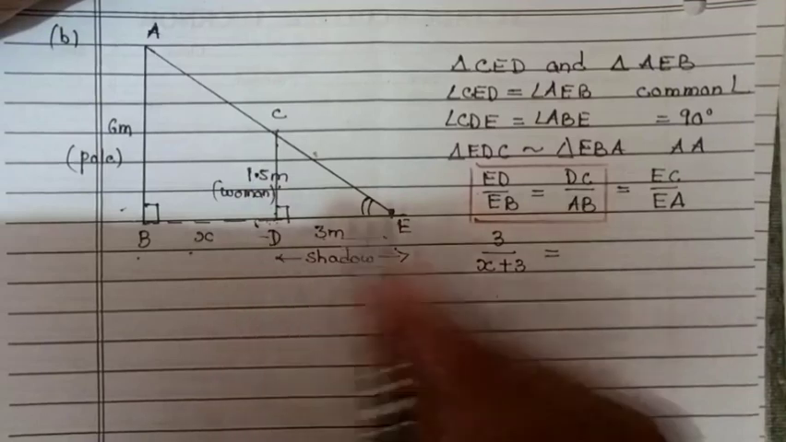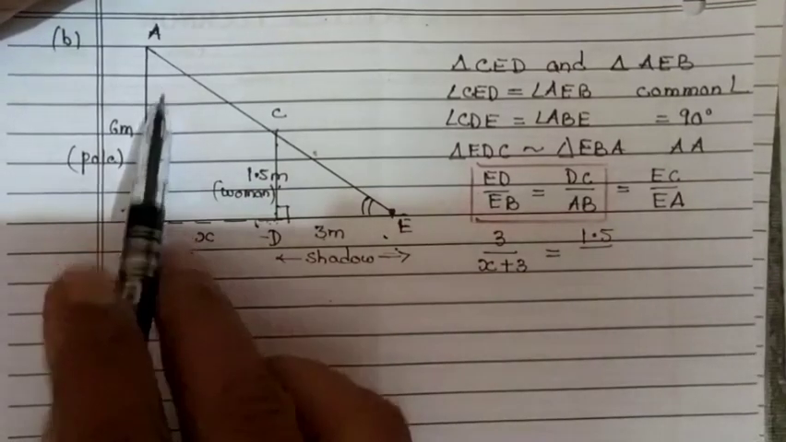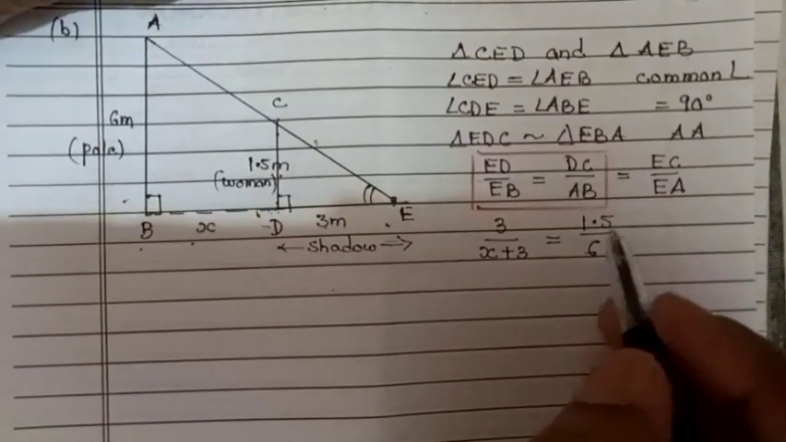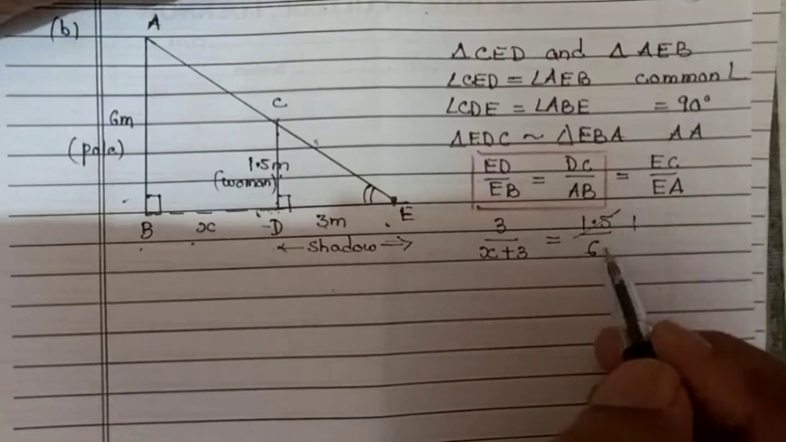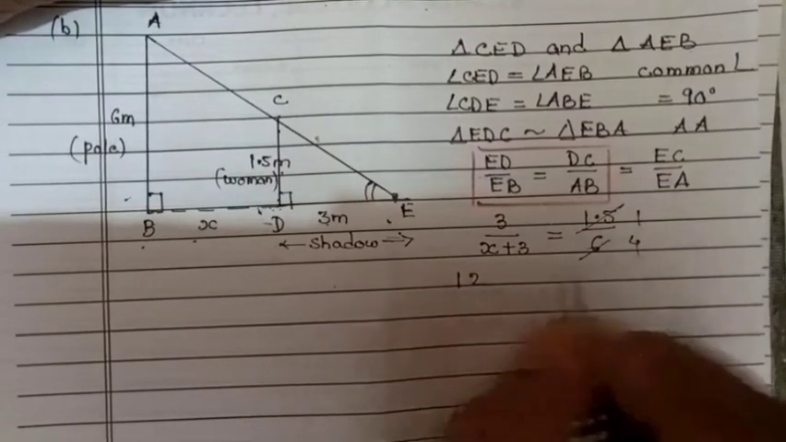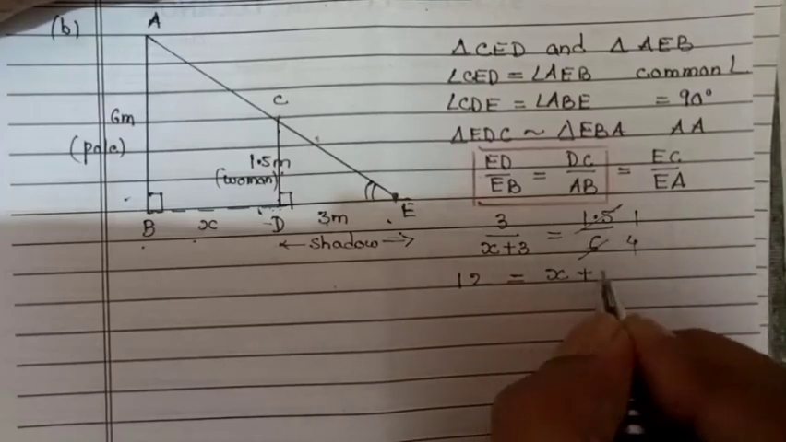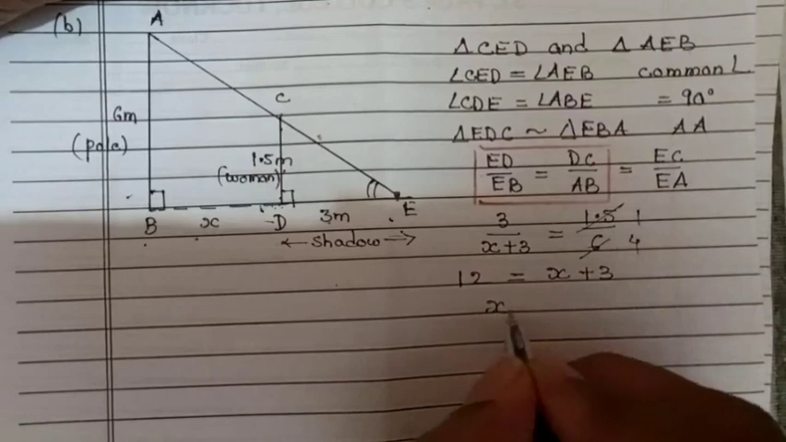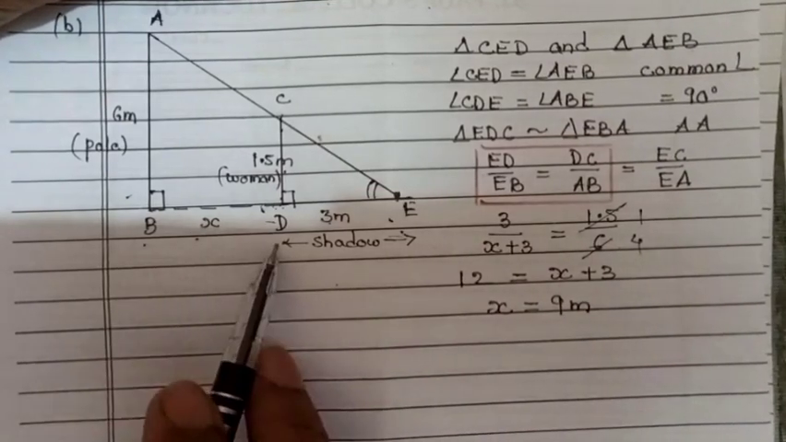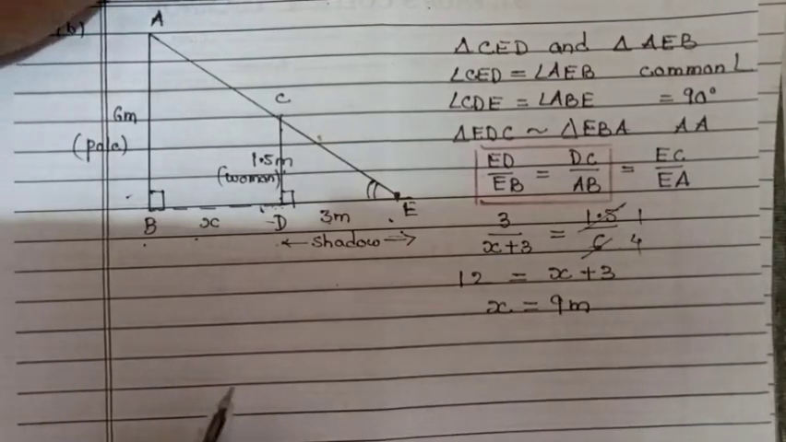DC is the given height of the woman, 1.5, upon AB is 6. When you simplify this side, this will give you 1 upon 4. Cross multiply, 4 3s are 12. Here you cross multiply, so x plus 3. So you will be getting value for x as 9. So the distance of the woman from the pole, considered as x, is 9 meter.